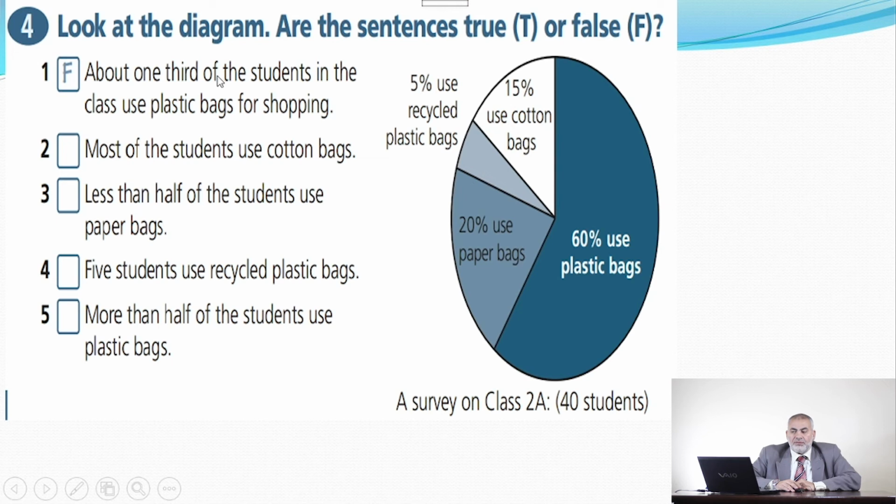Number 1, about a third of the students in the class use plastic bags for shopping. Is this true? No, it's false. Number 2, most of the students use cotton bags. This is false. Number 3, less than half of the students use paper bags. Yes, this is true. Number 5, 5% of students use recycled plastic bags. This is false. More than half of the students use plastic bags. Yes, this is true.